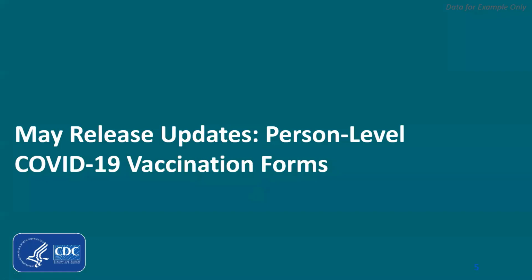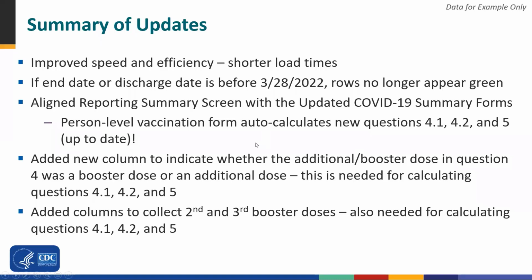So now I'm going to go through some of the updates that you can now see that were rolled out as part of the May 30th release. I'm just going to first give a summary of all of the updates that we introduced as part of the release. Specifically, these updates relate to the person level or event level vaccination forms. So first, we included some new efficiency and speed improvements.